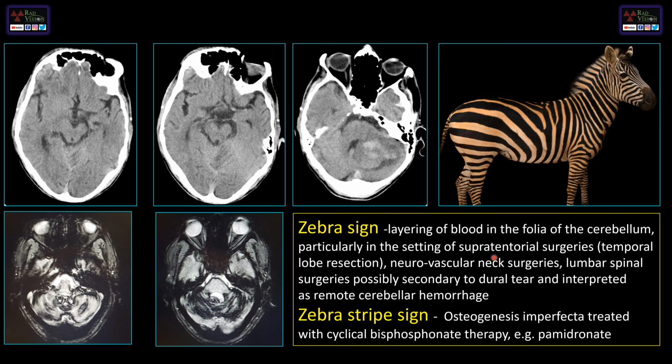It can be seen after supratentorial surgeries or temporal lobe resection, neurovascular neck surgeries or lumbar spinal surgeries. So remember zebra sign in remote cerebellar hemorrhage, and also remember the zebra stripe sign, which is seen in osteogenesis imperfecta cases treated with cyclical bisphosphonate therapy or pamidronate, where you can see horizontal lines in the metaphyseal region of the long bones. So remember zebra sign in remote cerebellar hemorrhage, and zebra stripe sign in osteogenesis imperfecta cases treated with cyclical bisphosphonate therapy.